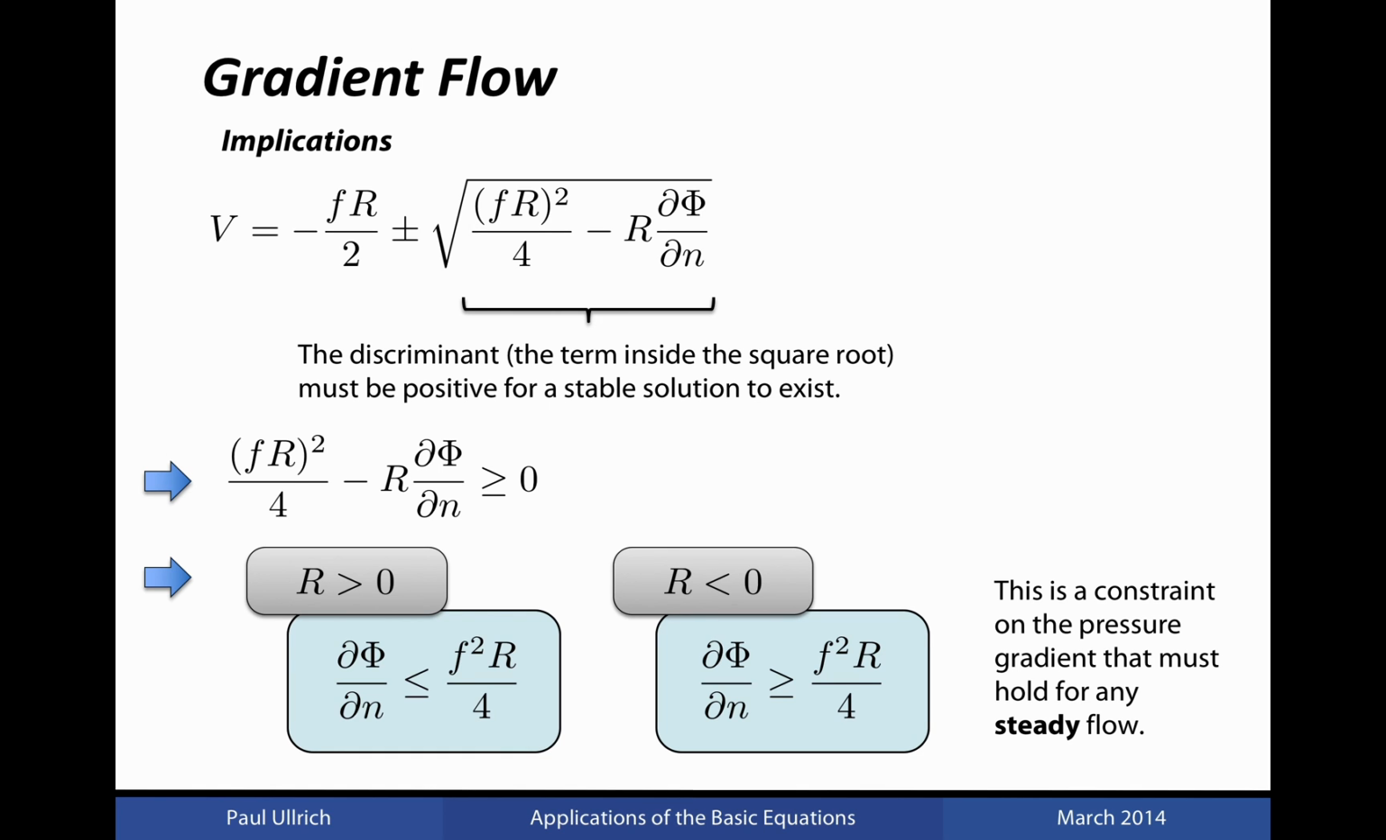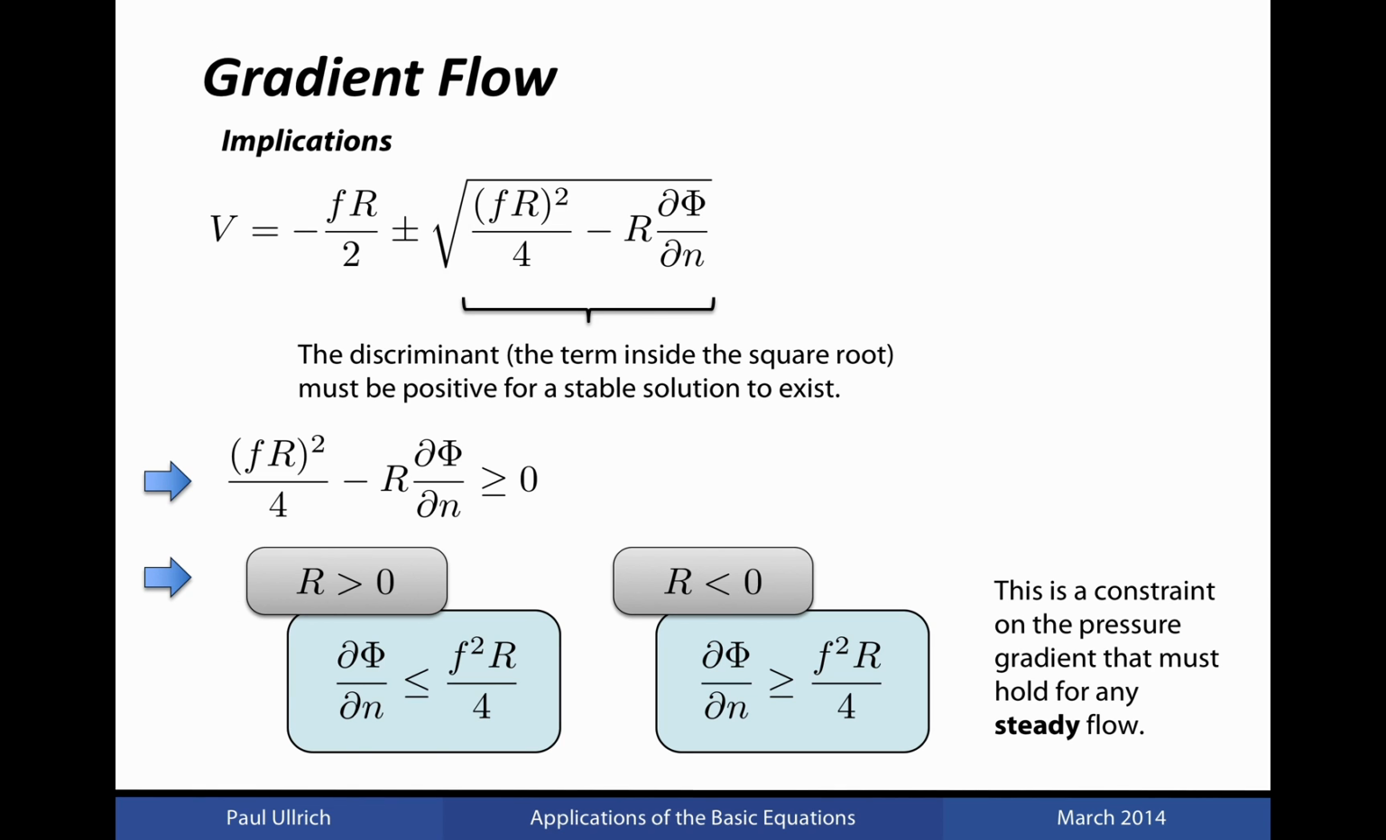So what are the implications of this solution then? We know that the discriminant, which is the term that appears within the square root of the velocity solution for gradient flow, must be positive in order for stable solutions to exist. That is, we must have a real value of the square root and not an imaginary value for the solution to be physical. This then implies that the interior term must be greater than or equal to 0, or non-negative.